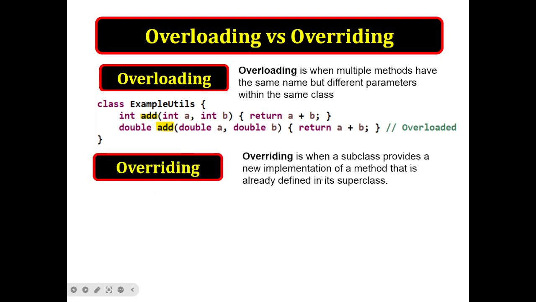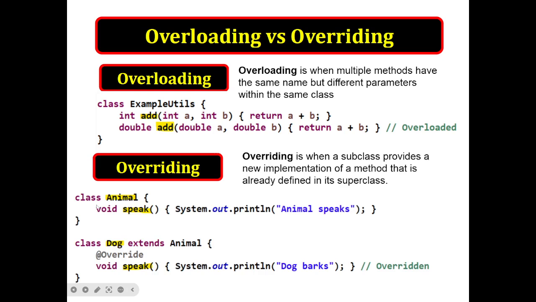What is overriding? Overriding is when a subclass provides a new implementation of a method that is already defined in its superclass. Let us understand it. This is the Animal class, which has one general method speak for animal speaks, and this is the Dog class which extends the Animal behavior, and here we are implementing the speak method specific to the dog. Now we have a specific Dog class, so accordingly we implement this speak method.